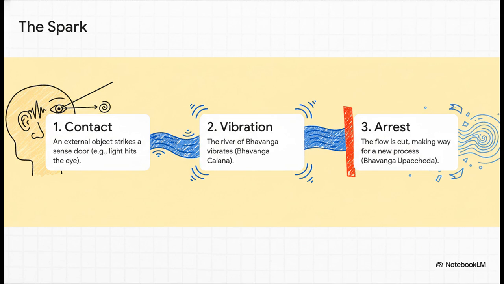First, contact. A sight, a sound, a smell hits one of your 5 sense doors. That immediately causes the river of bhavanga to vibrate for just a moment. And then, bam, the flow is cut off completely. The river stops, making way for a totally new sequence of thoughts.